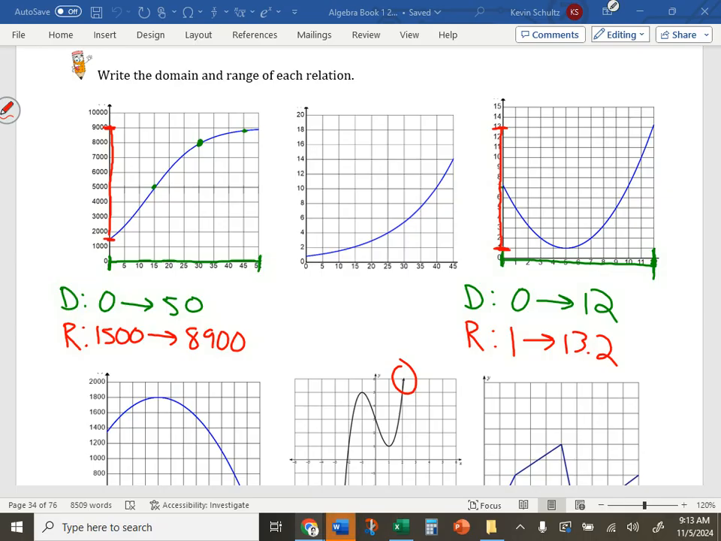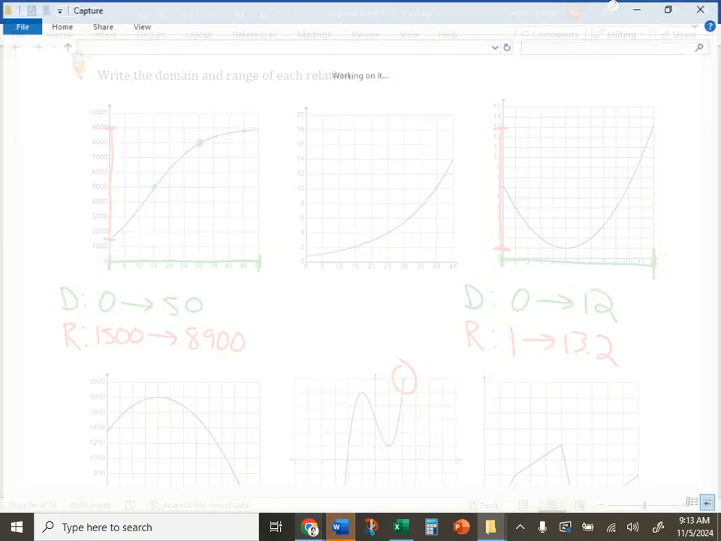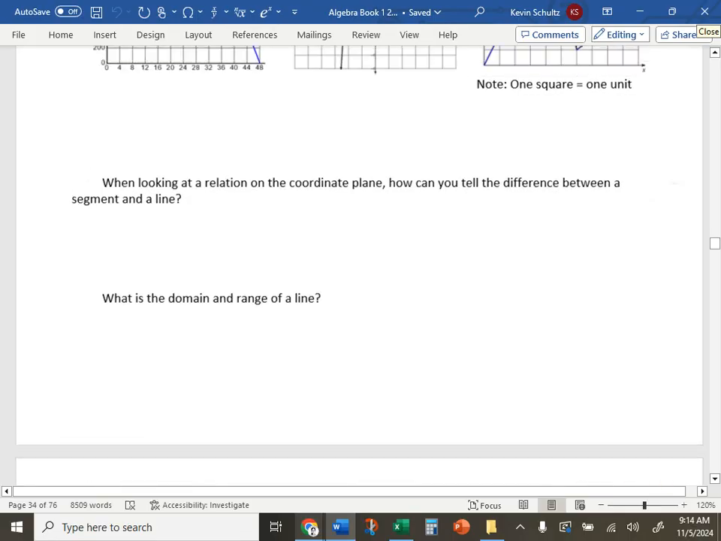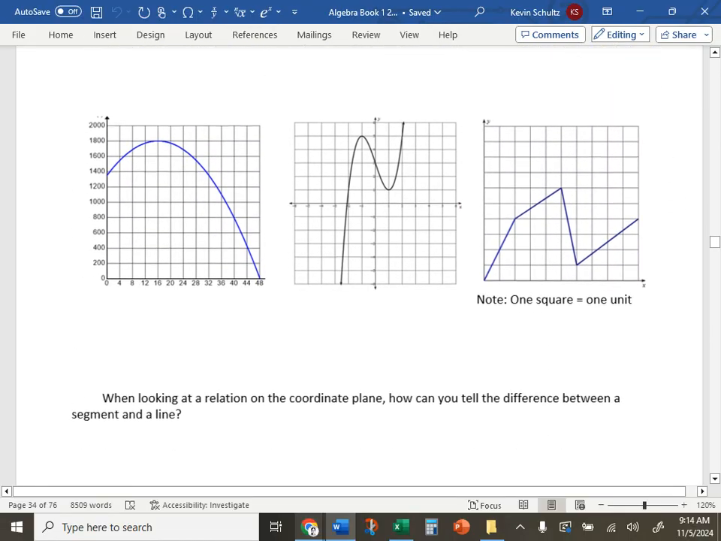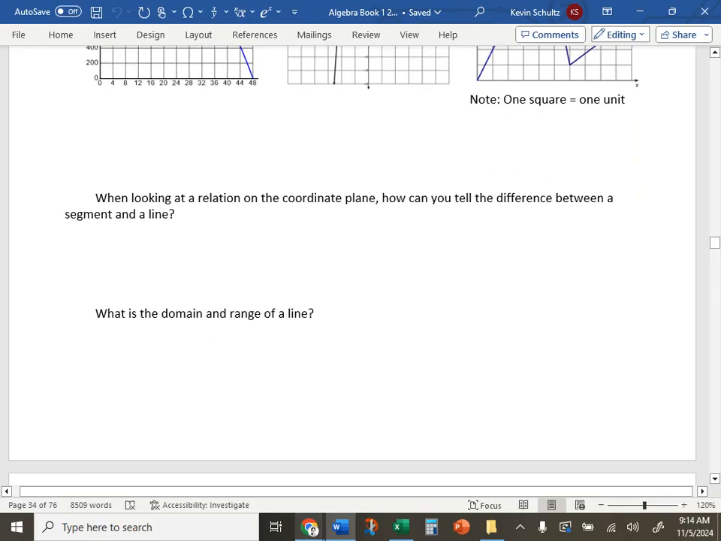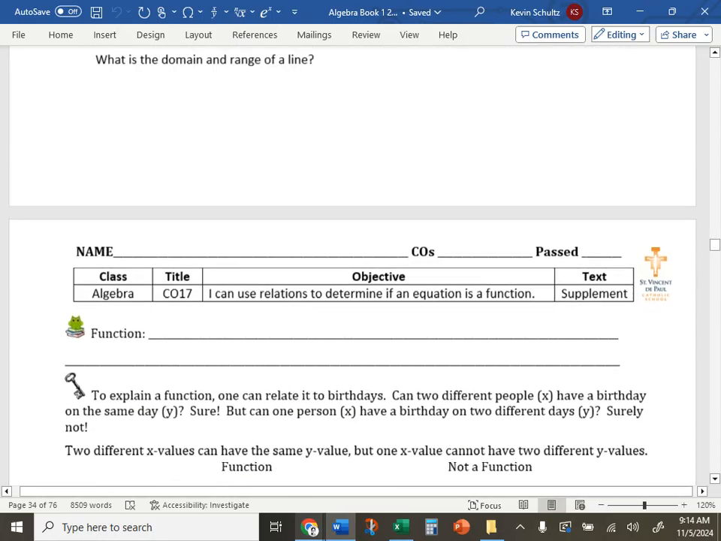Okay? So, your assignment. Your assignment is to finish the second page here. We have 4 more for you to do. How can you tell the difference between a segment and a line when looking at it on the coordinate plane? And then what is the domain and range of a line? We haven't talked about lines in a while, so we know that one back on there. Any more? Is it a 3-pager? No, it's only a 2-pager.